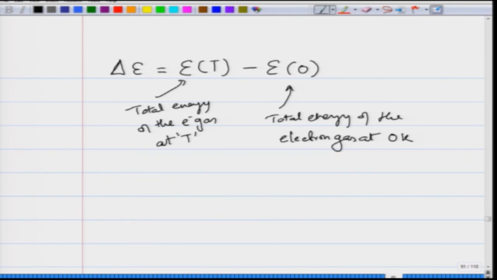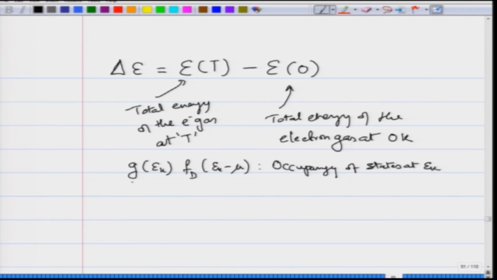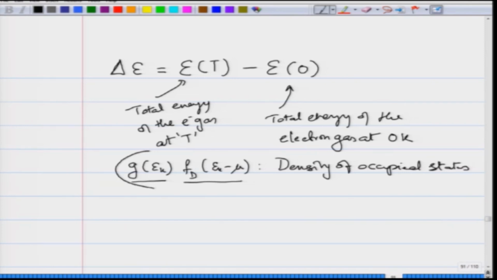Now, if you recall, we had introduced the concept of the density of states, and g(Ek) times the Fermi-Dirac function of (Ek minus mu) was the occupancy of states at Ek. g(Ek) is the density of states at Ek, and the Fermi-Dirac function is the probability of occupying those states. So, what is the density of occupied states? You may also call this the density of occupied states, which is nothing else but this quantity.